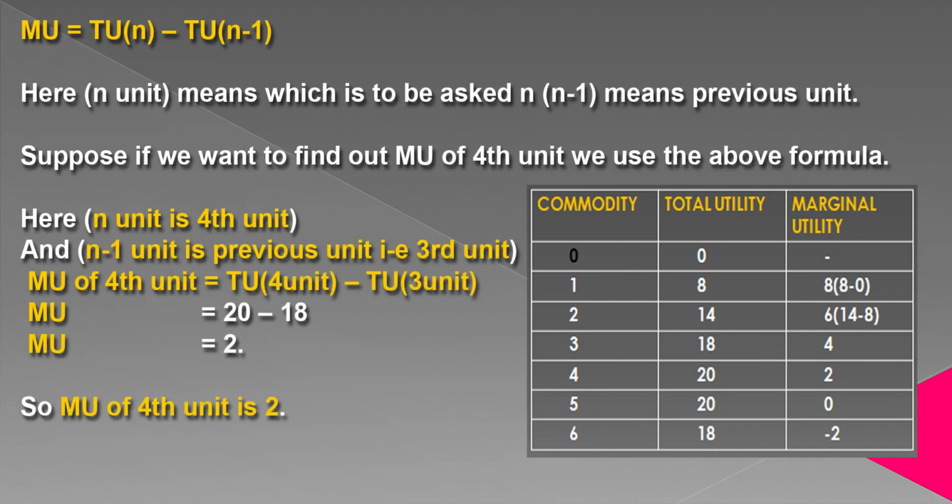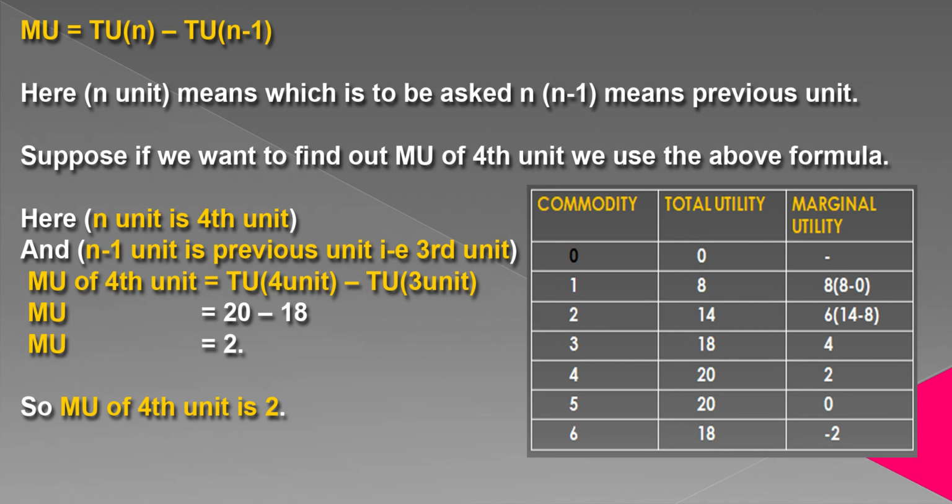So mathematically, we derive marginal utility with the help of this formula. Marginal utility MU equals TU n minus TU n minus 1. Here MU is marginal utility, TU is total utility, n is the present unit, meaning the unit which is to be asked, and n minus 1 is the previous unit.